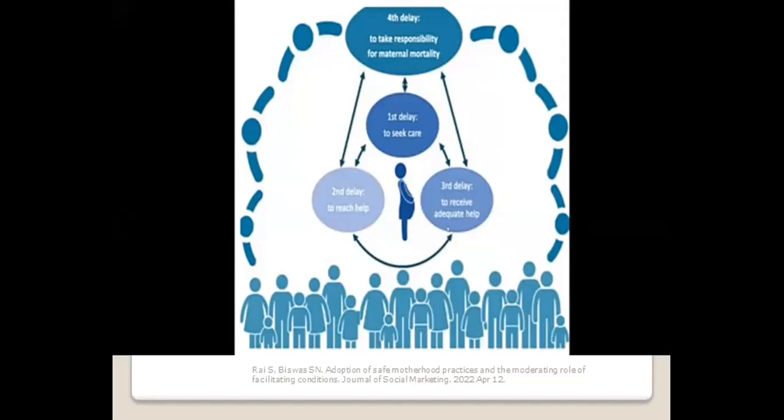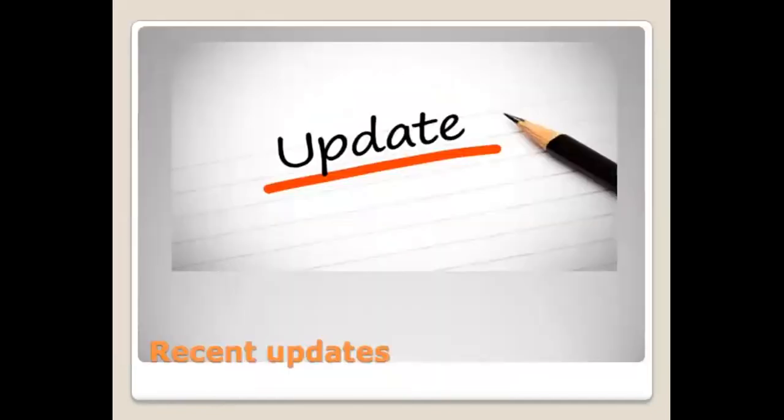Therefore, we have mentioned the three delays model. The first delay is to seek care, the second delay is to reach help, and the third delay is to receive acceptable help. There may also be a fourth delay which we should consider, which is whether we take responsibility for maternal mortality, as the government has taken no responsibility for maternal mortality.